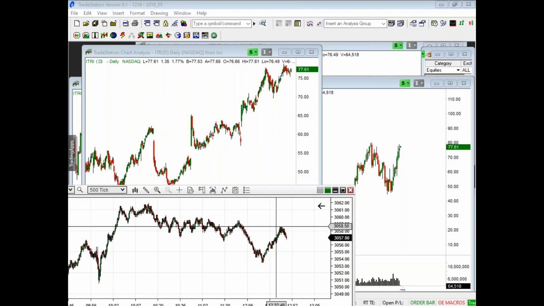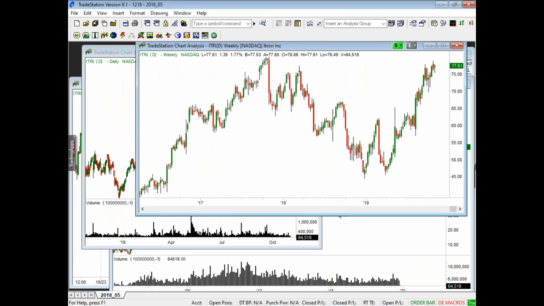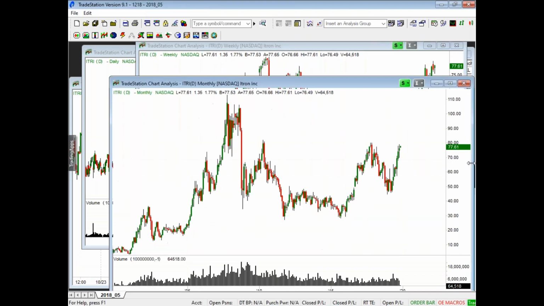I'll just show that to you here. So here's what we were seeing a minute ago. It was coming up into that zone again, resistance. Let's see our Forex.